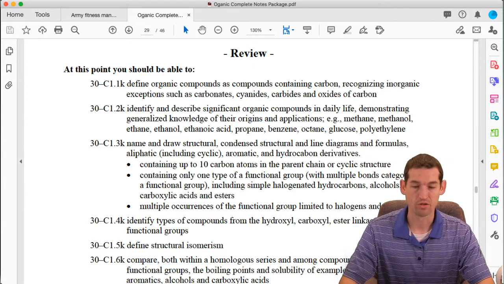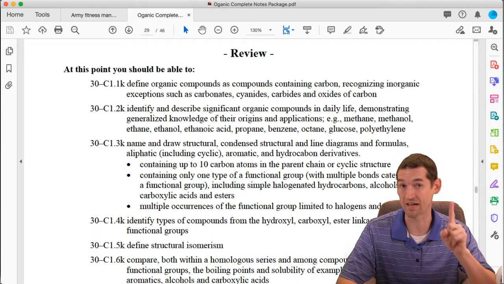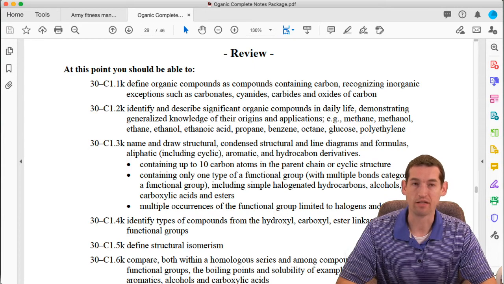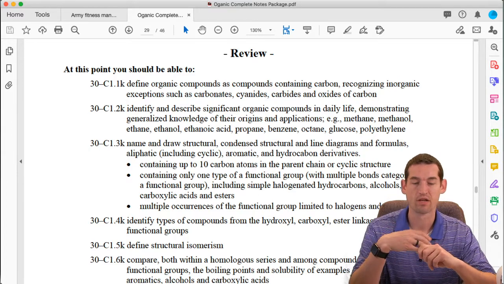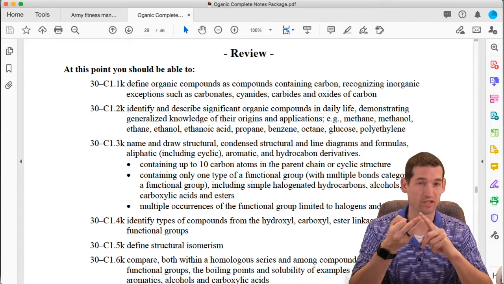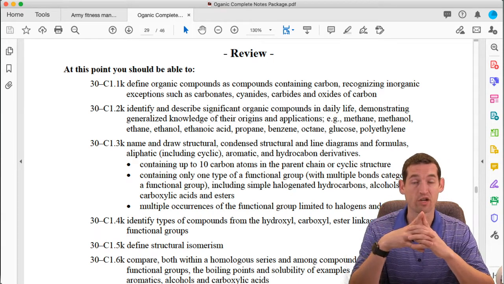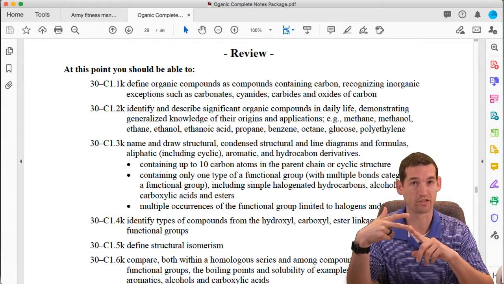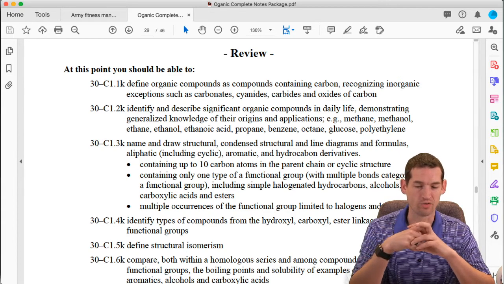All right. So starting at the top here, the first thing you need to be able to do is define organic compounds. Remember our rules: 1, they have to contain carbon. And 2, there are some exceptions. They say here the carbonates, the cyanides, the carbides, those are all the ionic examples of carbon-containing molecules. Remember, if it's ionic, it's not organic. And the oxides of carbon, like carbon monoxide and carbon dioxide, are not organic as well. So you'll need to have that for the first one.